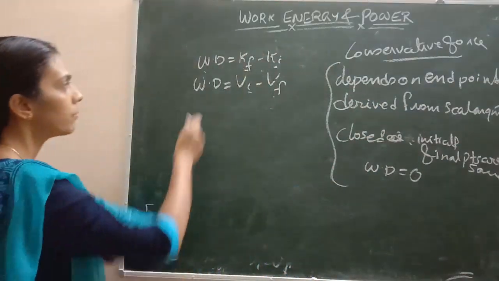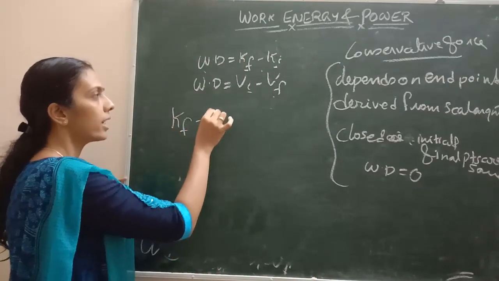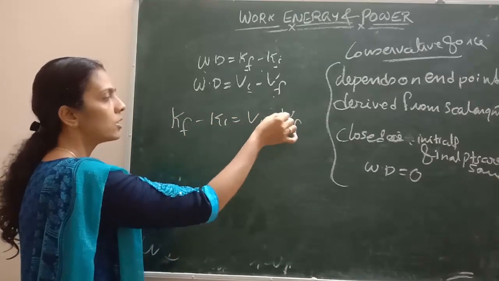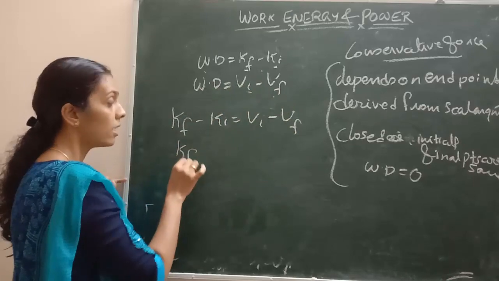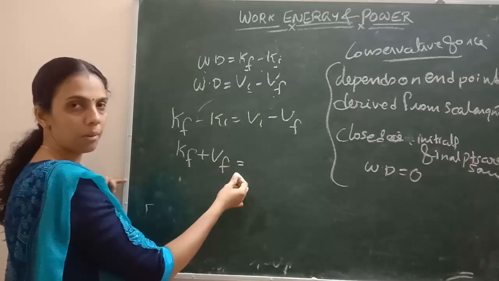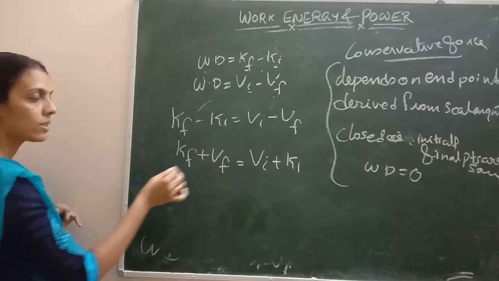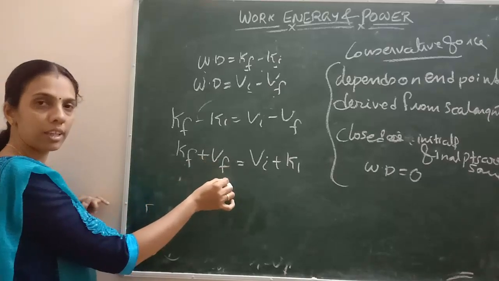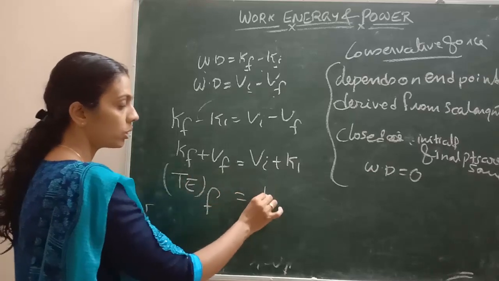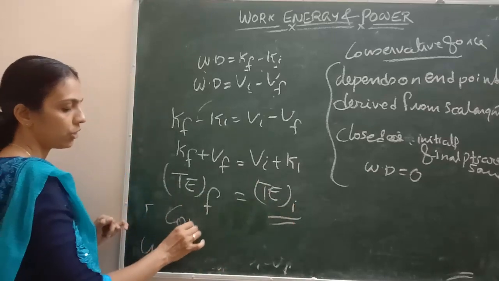Okay, so here we can write it as, see, both are work done, isn't it? So I can write Kf minus Ki will be equal to Vi minus Vf. So minus Vf I am taking to the left side. So Kf plus Vf will be equal to, this negative sign I am taking to the right side, so it will become Vi plus Ki. So what is this? Final kinetic energy plus final potential energy, that is, final total energy will be equal to initial total energy. So this is called conservation of energy.